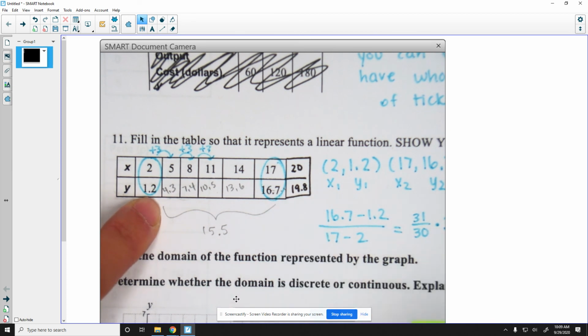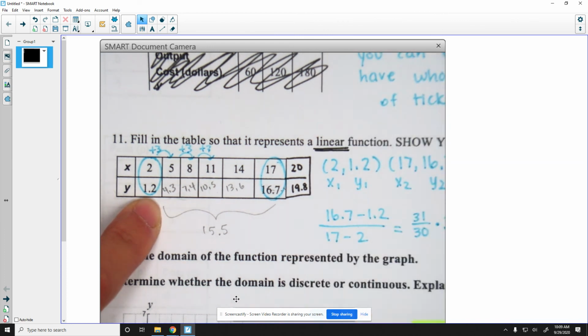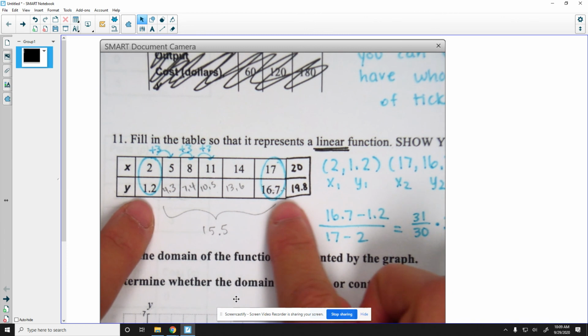Does that make sense, Vaughn? Yeah. So basically, if it's linear, because it says it's linear, I can grab any points in this table and I would still get the same slope because linear lines have the same slope. Does that kind of make sense?